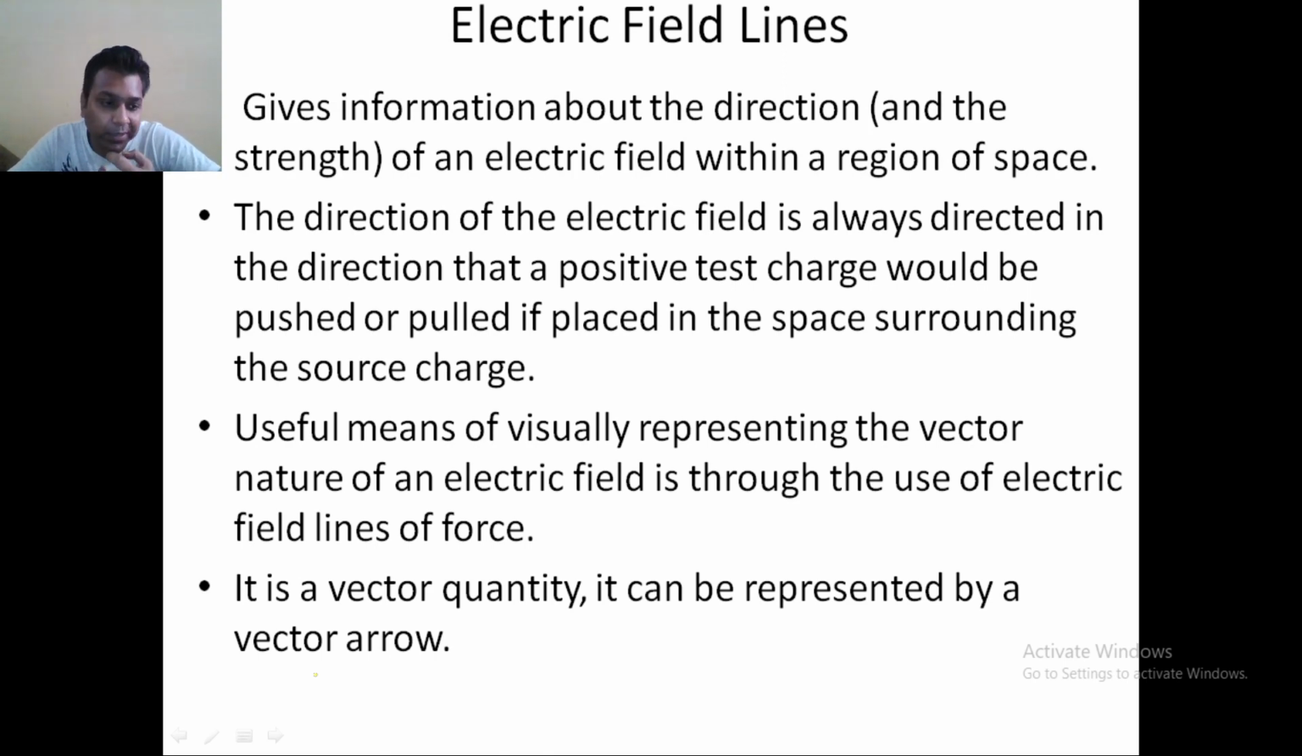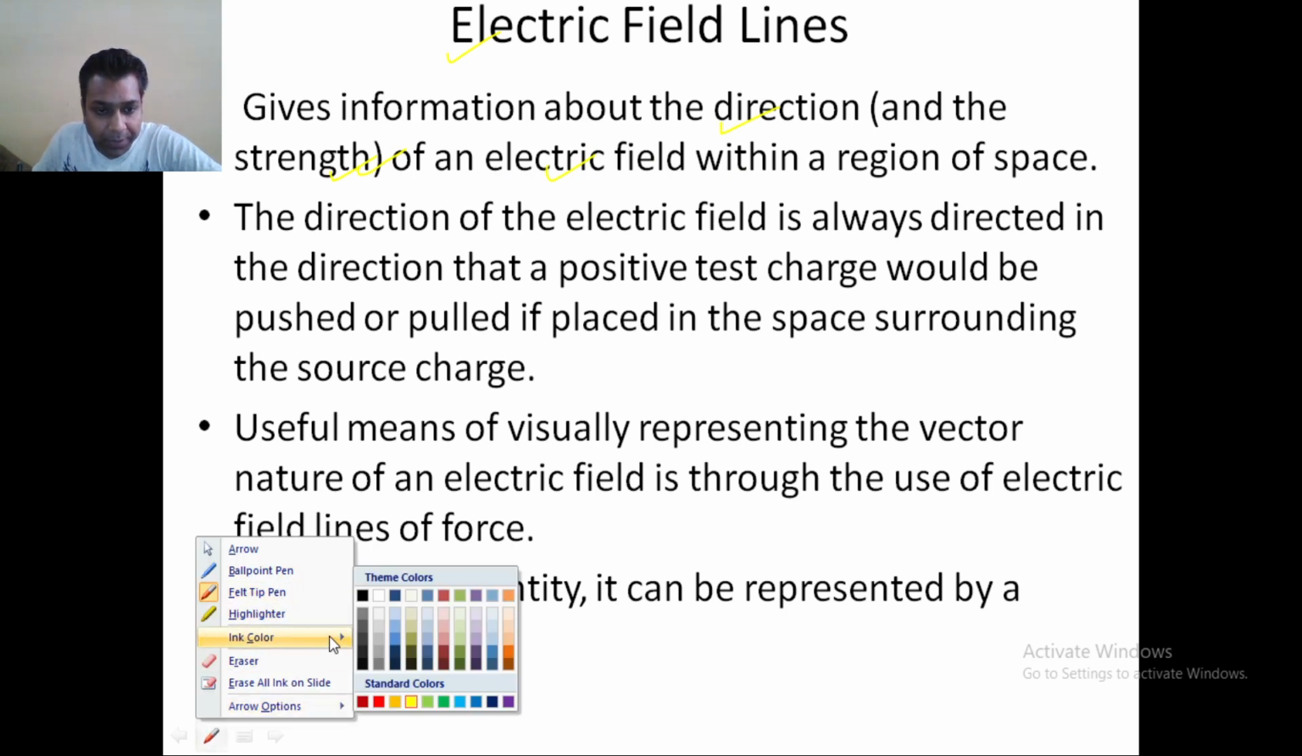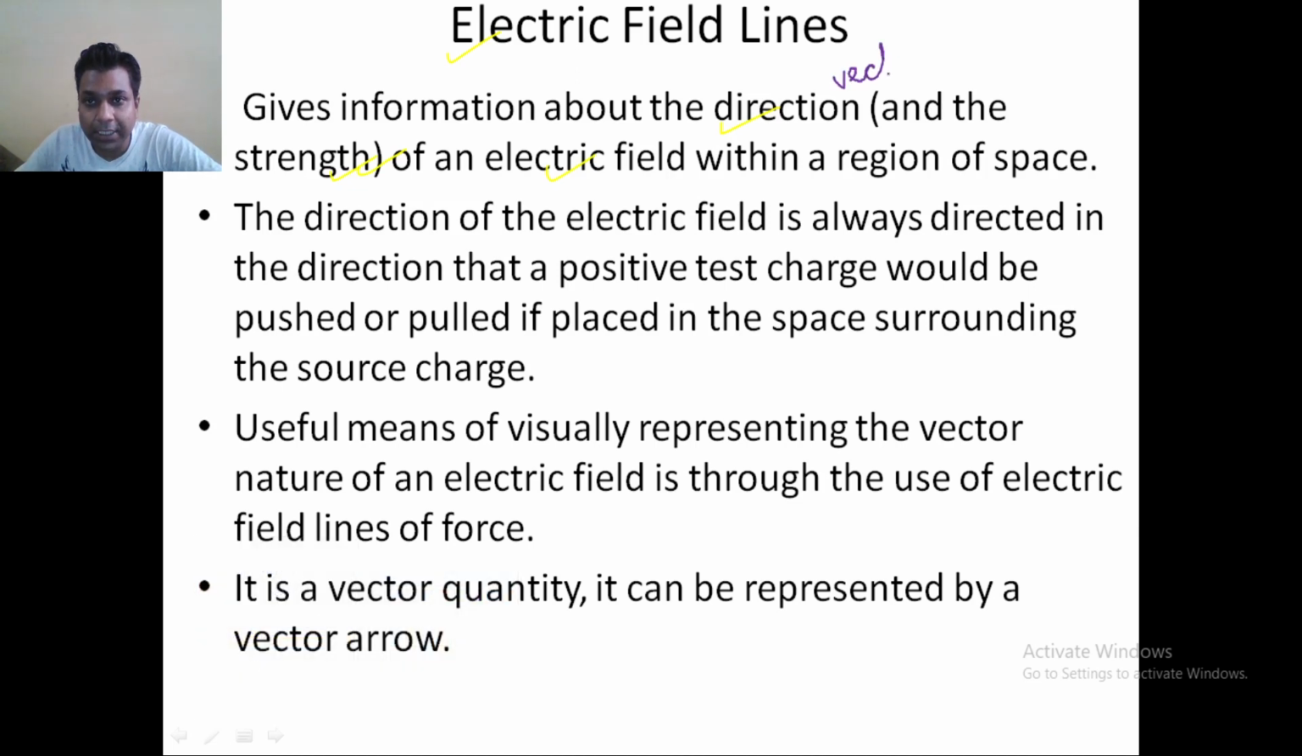Whenever anyone says electric field lines, what should we understand from the physics point of view? First of all, electric field lines give you the information about the direction and the strength. Direction and strength means it is going to represent a vector quantity, because in a vector quantity you have a direction and a strength. It means that electric field is in fact a vector quantity.